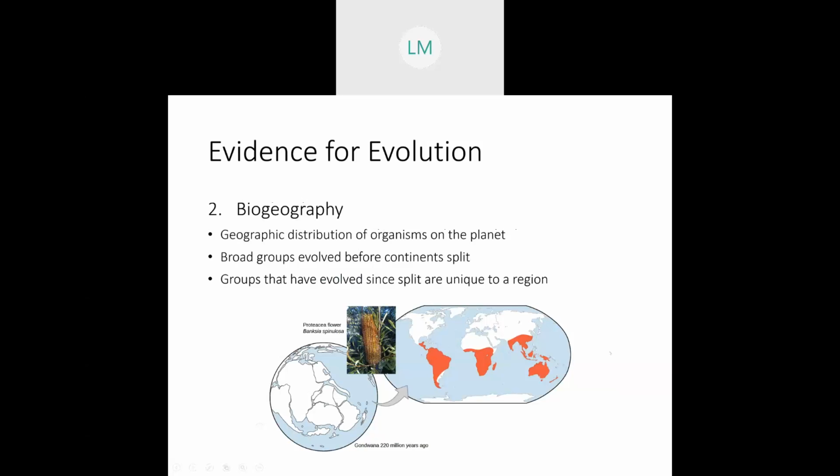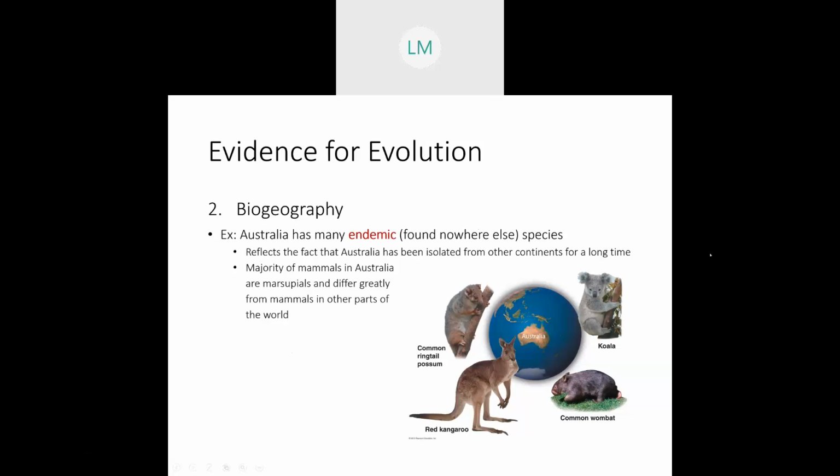But we can also look at biogeography and say that the groups that have evolved since the split are going to be unique to a region. One of the best examples of this is Australia.